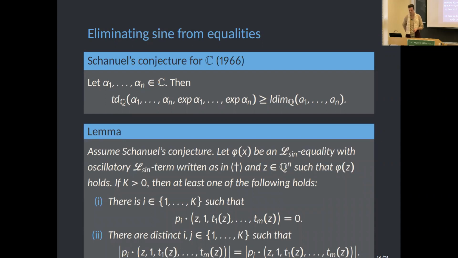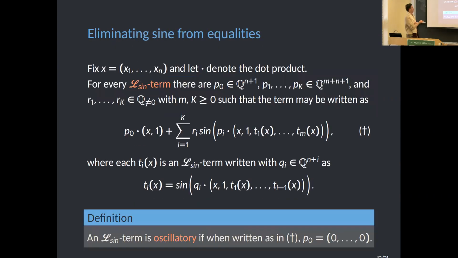Okay, and so in our case, again, with the goal of eliminating sine from equalities, the first real thing that Schanuel's conjecture gives us is this. If we have a particular L-sine equality, so again, an equality of L-sine terms, and we write it in the dagger form that we've been speaking about, and we have a particular solution to that equality, this z, and here we quantify over Q, sort of just because we can, you could do it over Z and it would still be true. But if we have that this z is a solution to the equality, and if we have k greater than 0, which if you don't remember, k is just how many sines you need in the outermost.